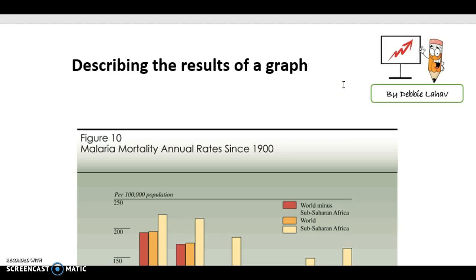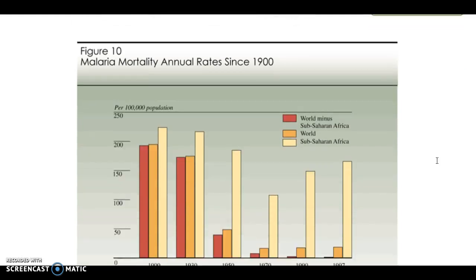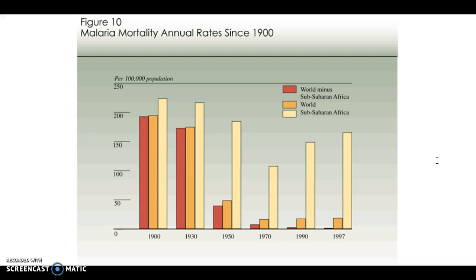Hello. Today we're going to look at some samples of writing that describe the results of a graph. So before we look at some samples, let's take a look at the graph and understand what we need to do. Well, the first thing we need to do is pay attention to the title or the caption. Malaria mortality annual rate since 1900.